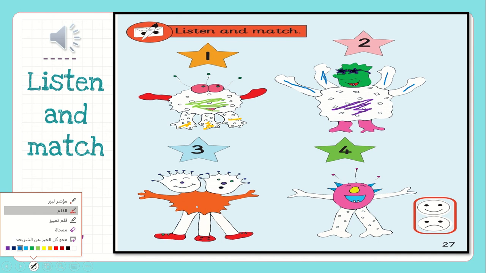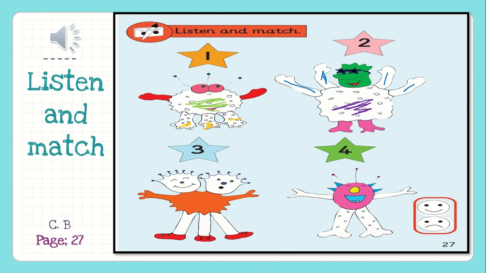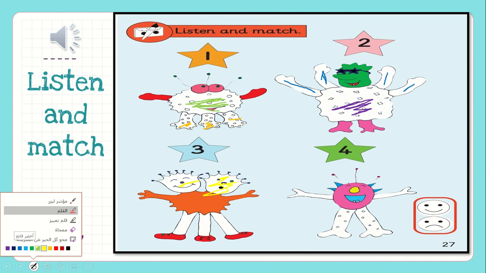3, Hello, I've got 2 yellow heads and 3 green legs. And I've got 5 orange fingers.